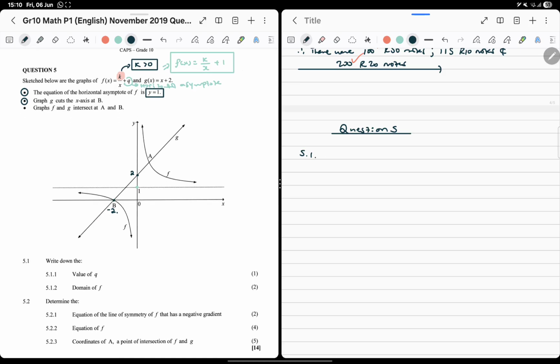So 5.1. Question says write down. So what does it mean? Answer only. No explanations here. The value of q. So we know that q is 1.